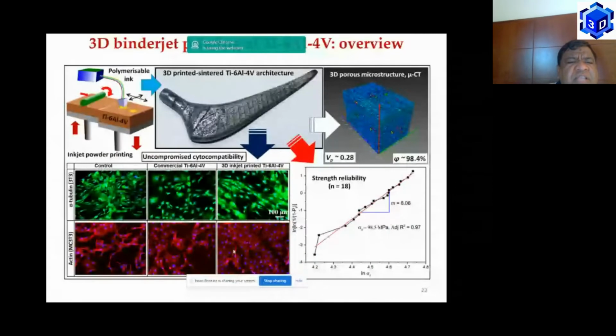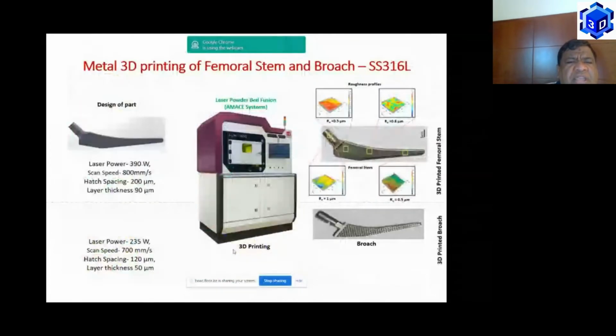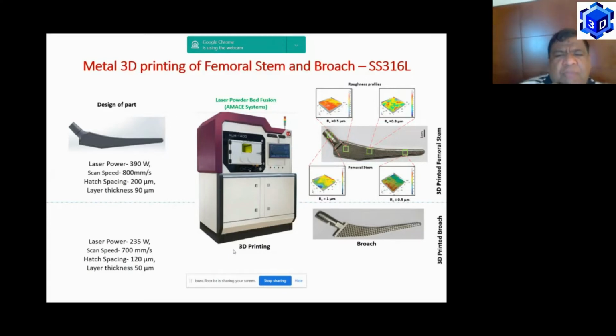Now, one of the things that we have taken further, we have used this metal 3D printing and tried to see whether metal 3D printing can be used to produce a femoral stem prototype. So what we have done, we have taken the design from Orthotech India Private Limited, because we are working very closely with Orthotech, which happens to sponsor this particular symposium or online workshop as well.